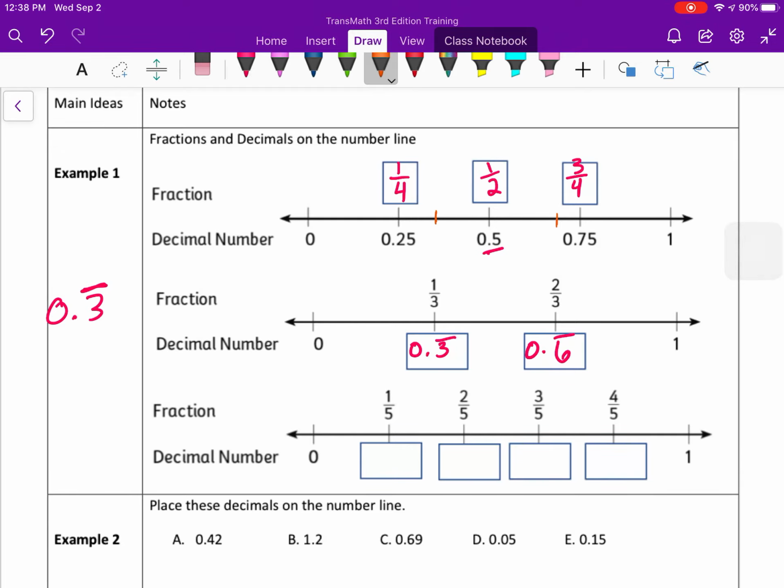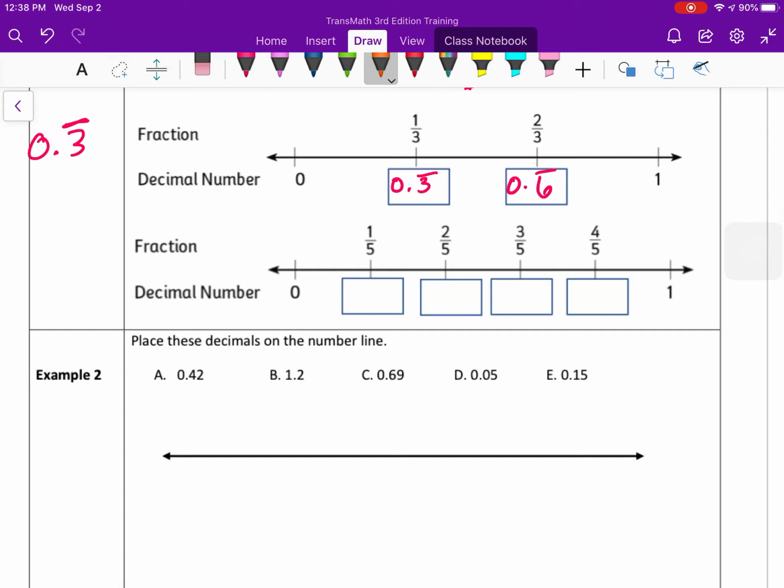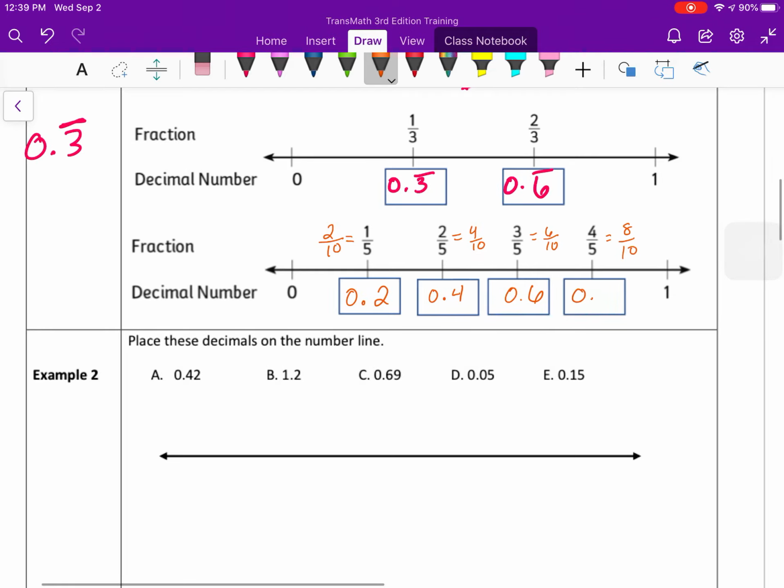And you can compare the decimals as well. The other fractions I have on here are fifths. Fifths are easy for me to remember because 1/5 is the same thing as 2/10, simplified, and 2/10 as a decimal is 0.2. 2/5 is the same thing as 4/10, and that would be 0.4. 3/5 would be 6/10, 0.6. 4/5 is the same thing as 8/10, which would be 0.8. So tenths and fifths are easy to remember that way.